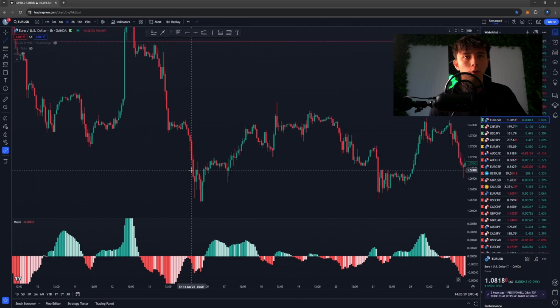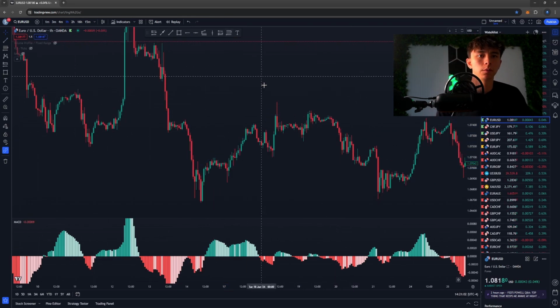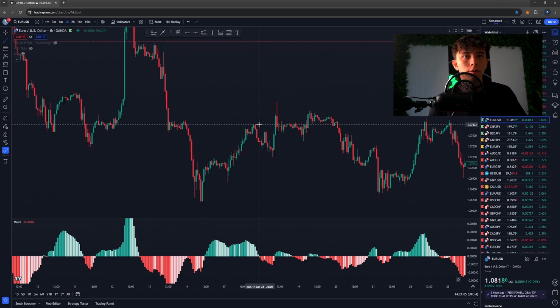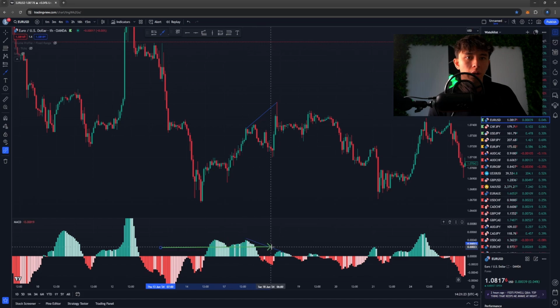So in this example here, we have price moving up, and you know price is moving up because the highs are getting higher. So here's a high going to a high. And as you can see, the next high is higher than the previous one. However, when you look on the MACD, it shows the opposite.